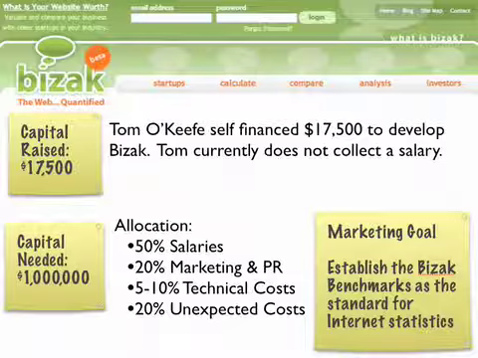My plans for the marketing campaign is to establish the Bizak benchmark as the quotable metric and the standard for the media and other points of contact. Our current server costs are very low, but with a marketing campaign, these costs could increase to 5 to 10% of the investment. The rough breakdown of the investment would be 50% for salaries, 20% marketing and public relations, 10% for technical costs, and 20% for unexpected costs, which could include increased technical costs, personnel, and office space.